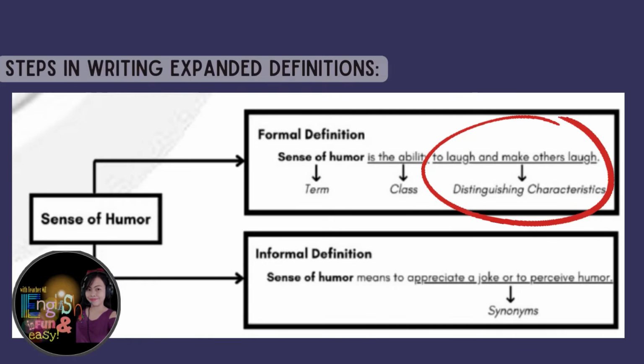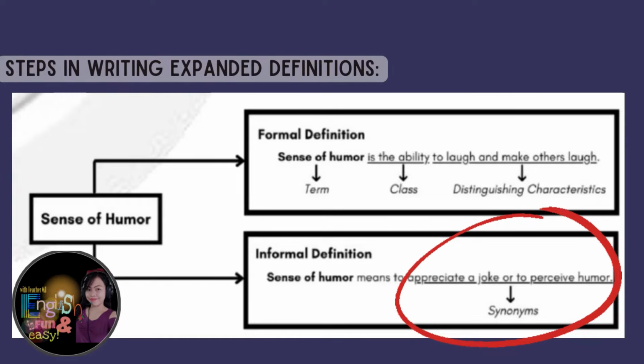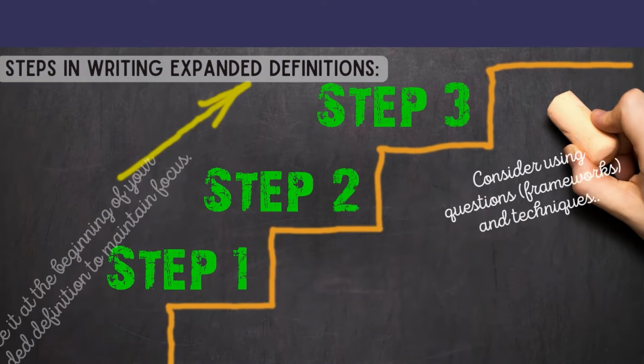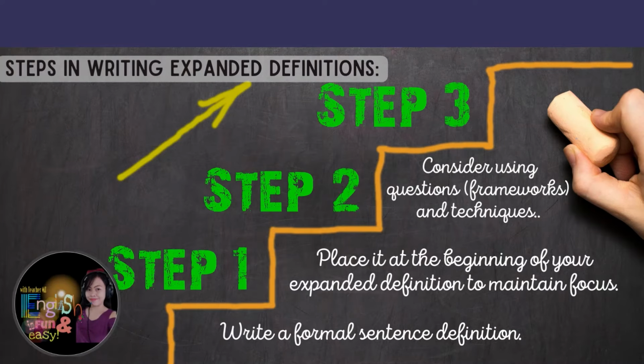How about an informal definition? An informal definition explains an unfamiliar term using synonyms or antonyms introduced by or, in other words, or like. Take note of how the term sense of humor was defined. Sense of humor means to appreciate a joke or to perceive humor. Going back to the expanded definition, the first step is to write a formal sentence definition. Then, place it at the beginning of your expanded definition to maintain focus. And step 3, consider using questions or frameworks and techniques.